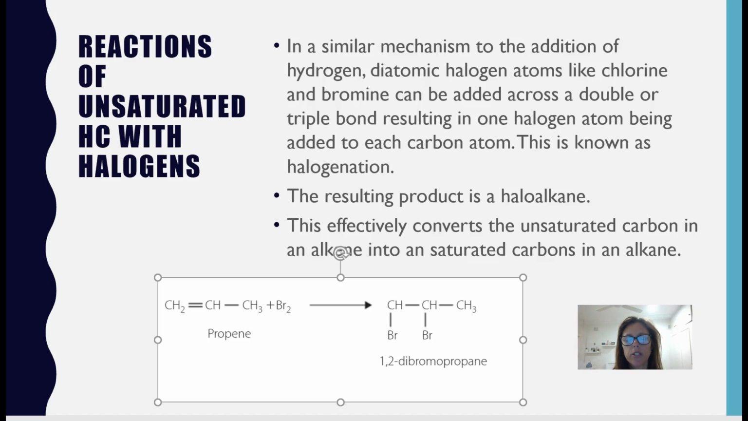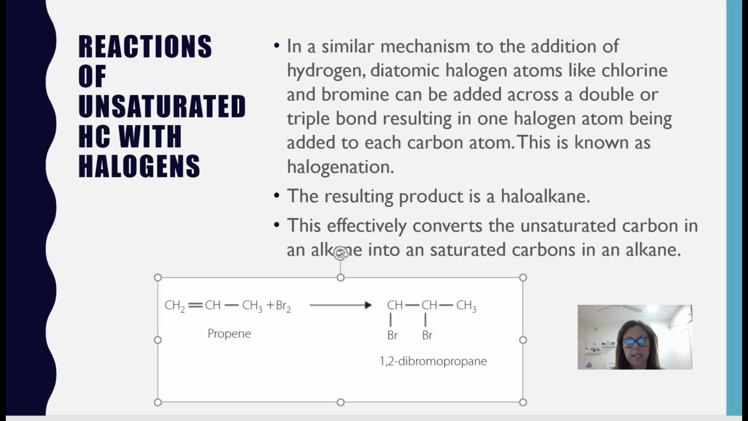So another type of reaction that we can see with our unsaturated hydrocarbons is one with the halogens. In a similar mechanism to the addition of the hydrogen, we can add diatomic halogen molecules such as chlorine or bromine to our alkene, and it'll be added across that double or triple bond. What will happen here is one halogen atom will be added to each carbon atom. This is known as halogenation, and the product that we'll then get is a haloalkane.